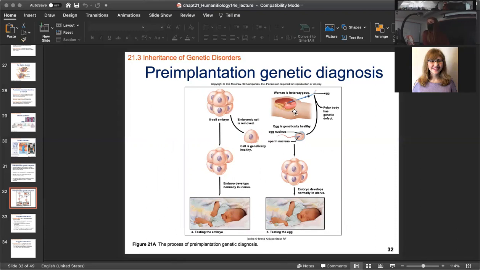And then here's an example where the woman is heterozygous. They get the egg out. It's a polar body. It has a genetic defect, so they recognize that one of the cells has a genetic defect. And so what they do is they take it out and put in a better cell, and then the embryo develops normally in the uterus. So this is just called pre-implantation genetic diagnosis.